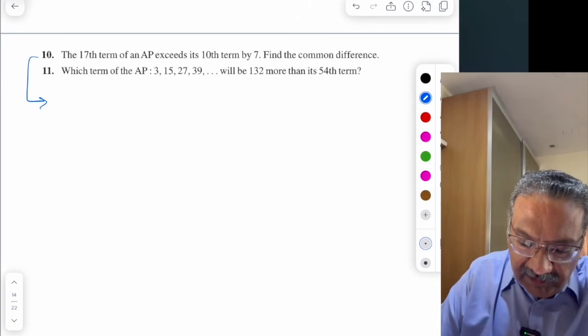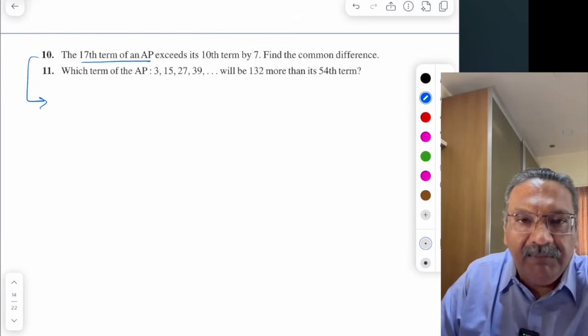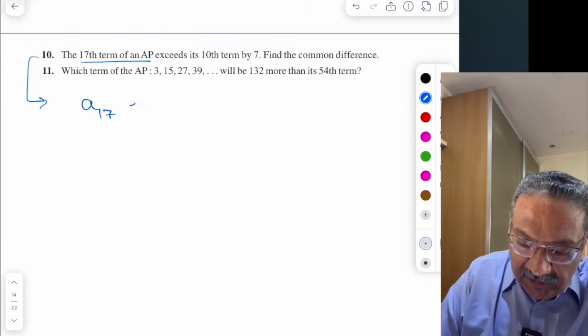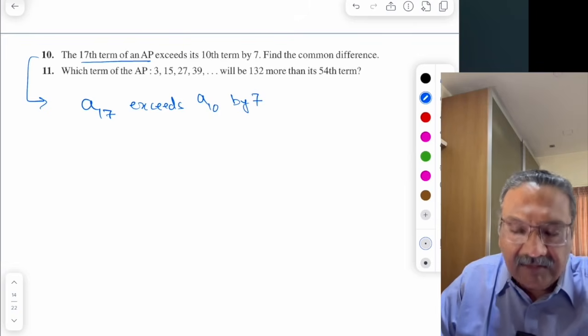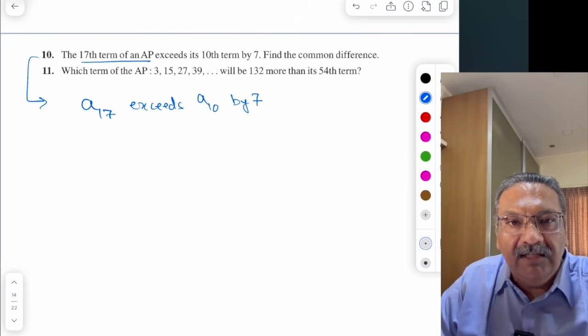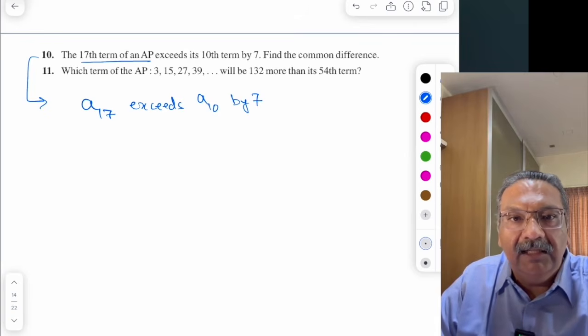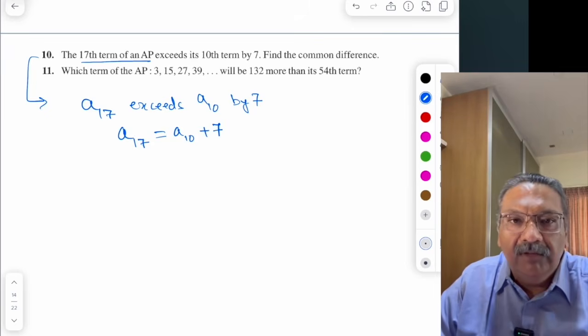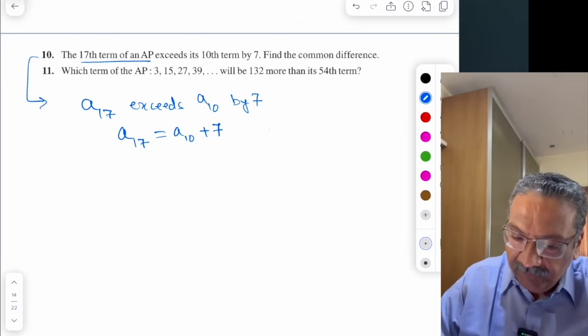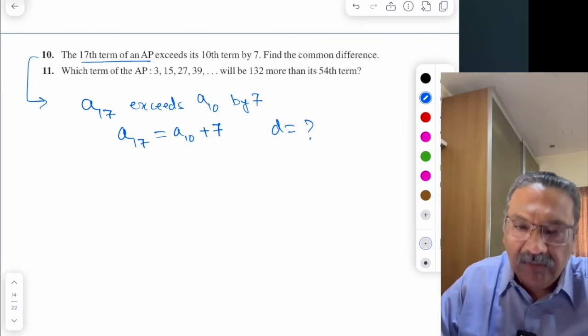Let us write this mathematically. That means the 17th term of an AP, A17, exceeds its 10th term, A10, by 7. What does this mean? A17 is 7 more than A10. So mathematically it becomes A17 is equal to A10 plus 7. If you write this equation, the question is solved. Now what they are asking: d is equal to question mark.